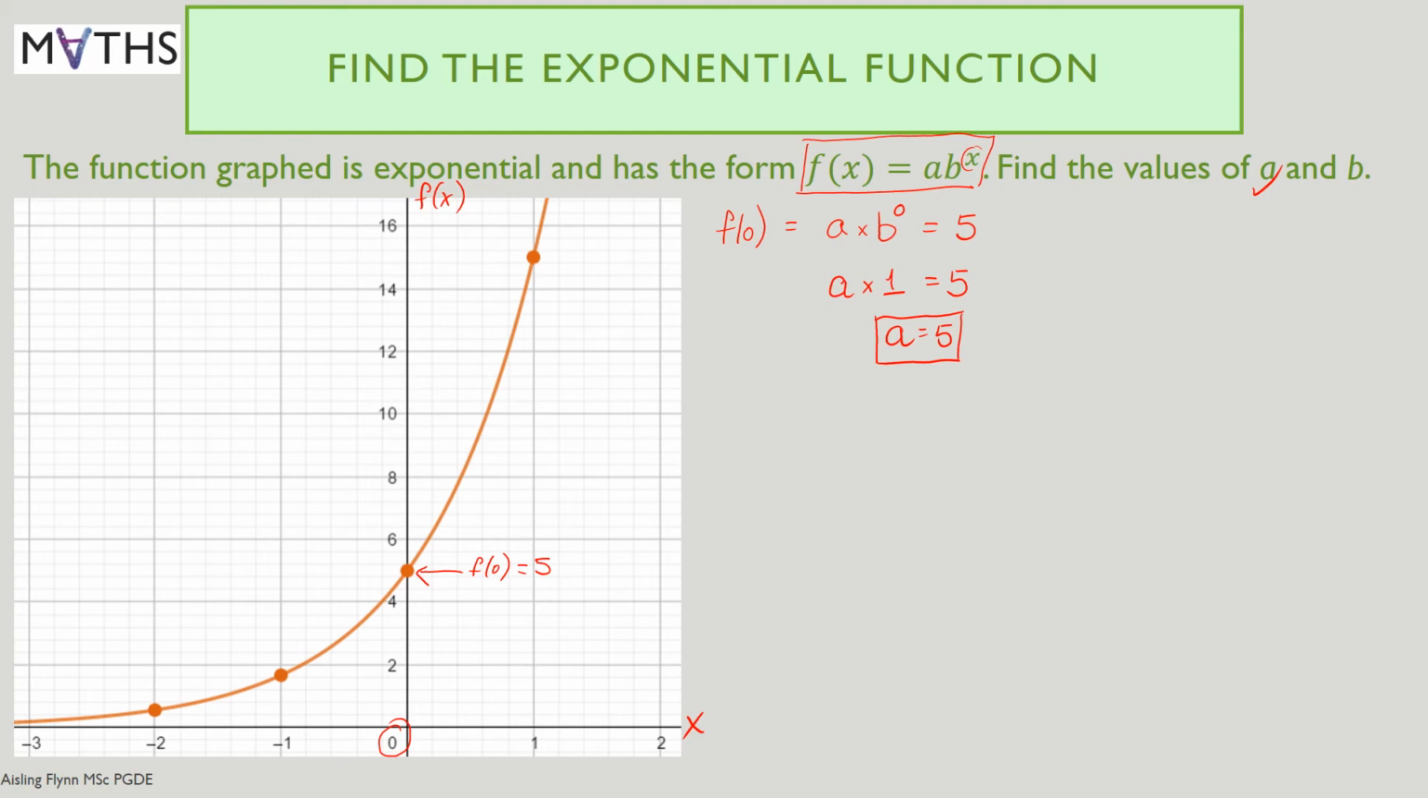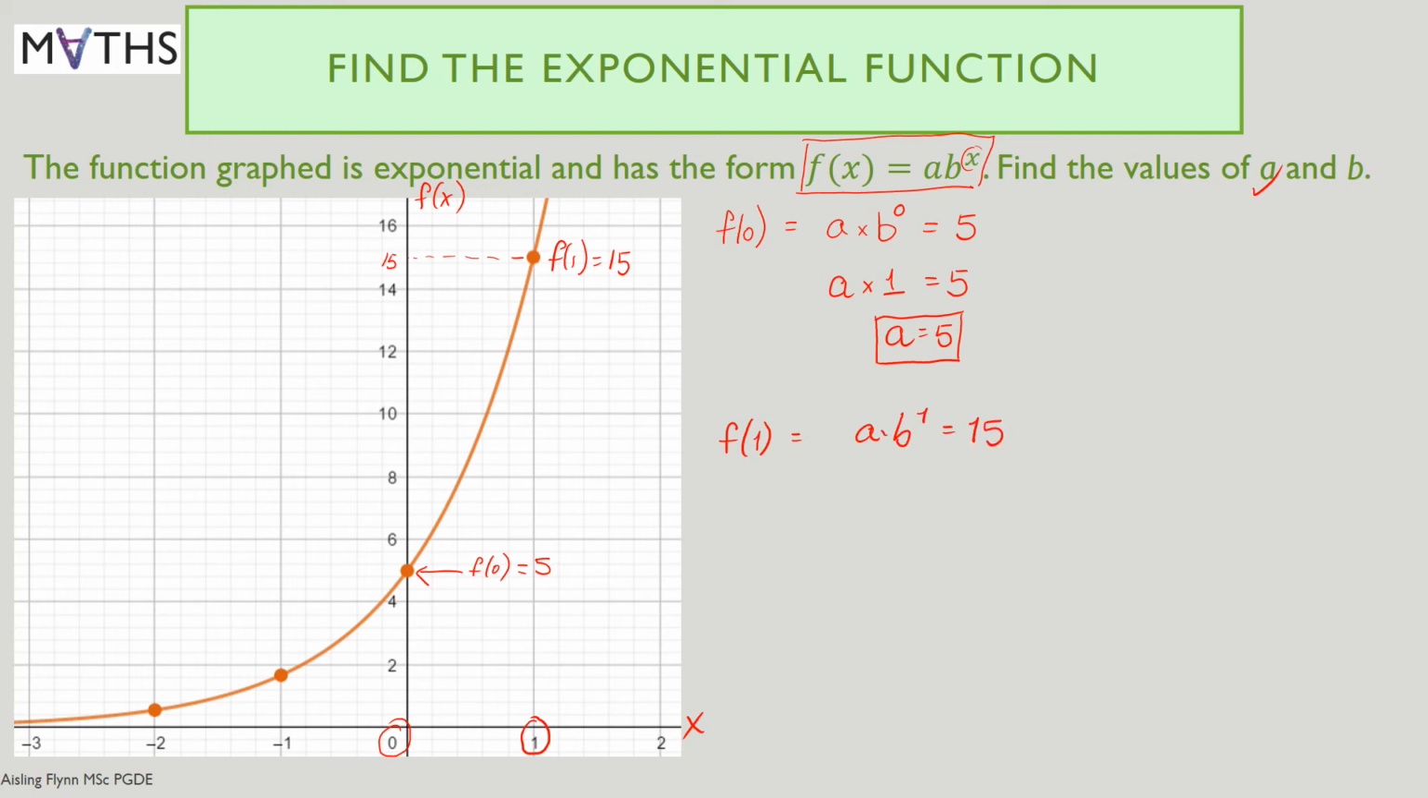Okay, I think stick with the positive inputs for a start if you can. Okay, we have a dot for x equals 1. So when x is 1, y is 15. Okay, so f of 1 equals 15 from the graph. All right, so let's write that down. F of 1. So when x is 1, we'd have a b to the power of 1 equals 15.